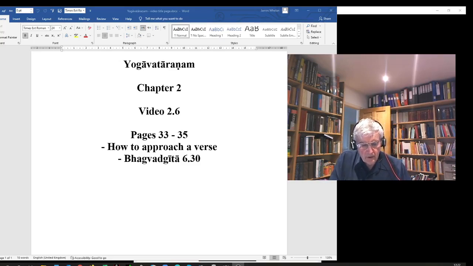We will be looking in this one at chapter 2 on pages 33 to 35. The first section is how to approach a verse. And then on the next page we will go straight into a genuine line of Sanskrit from the Bhagavad Gita. So I'll just go through how to approach a verse with you, and I will share screen with my iPad.